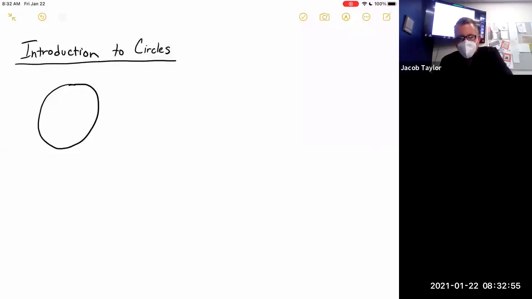All right, let's talk about circles. Circles are perfectly round objects, like this absolutely perfect circle that I drew here. Flawless in every way. So, kids, circles are round. Step one, circles are round.